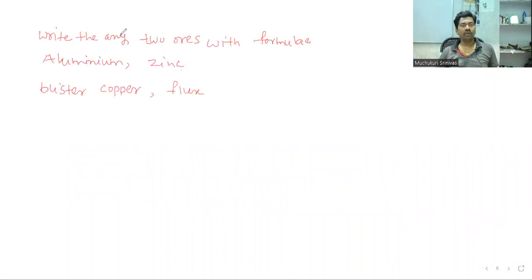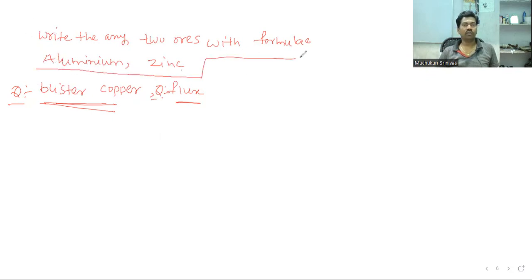Then after that, write any two ores with the formula: aluminium, zinc. Then blister copper. What is blister copper? Another question. Then define flux. What is flux? These two ores belong to this question only. So blister copper and flux are other questions. The next chapter, sixth chapter, P block elements.